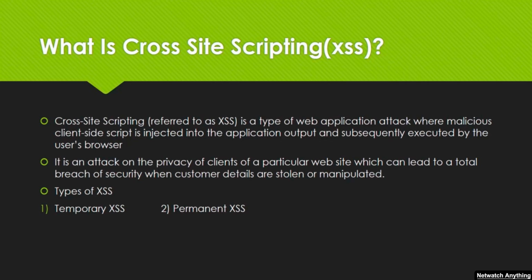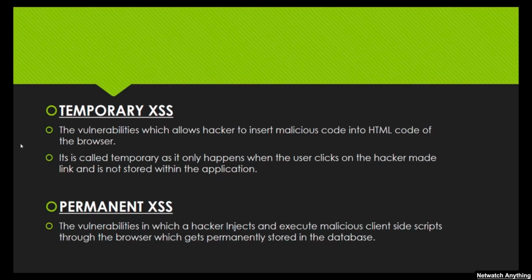Primarily, there are two types of XSS. One is temporary XSS and another is permanent XSS. So what is temporary XSS? The vulnerabilities which allow a hacker to insert malicious code into the HTML code of the browser. It is called temporary as it only happens when the user clicks on the hacker-made link and it is not stored within the application. And what about permanent XSS? Those vulnerabilities in which a hacker injects and executes malicious client-side script through the browser, which gets permanently stored in the database. Those vulnerabilities are referred to as permanent XSS.